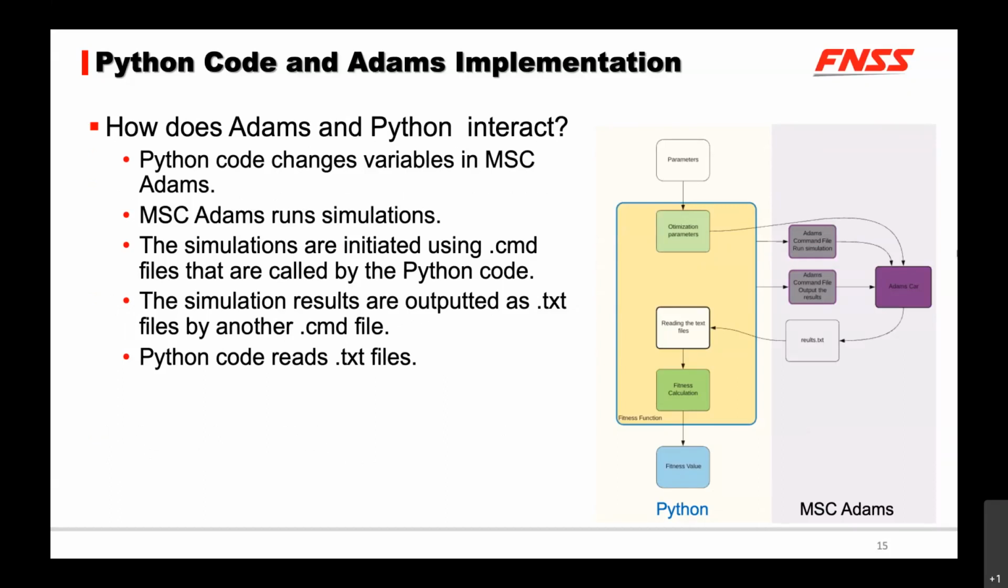This is the fitness calculation block in Python. We give the individual with our genes to the fitness function calculation block. And here we change parameters in the Adams model, and then we call upon .cmd files to run a simulation. After the simulation is run, we call another .cmd file to obtain the results. This command file outputs the results that we want as a text file, and then we read this text file in Python code, obtain the simulation results and calculate the fitness function.